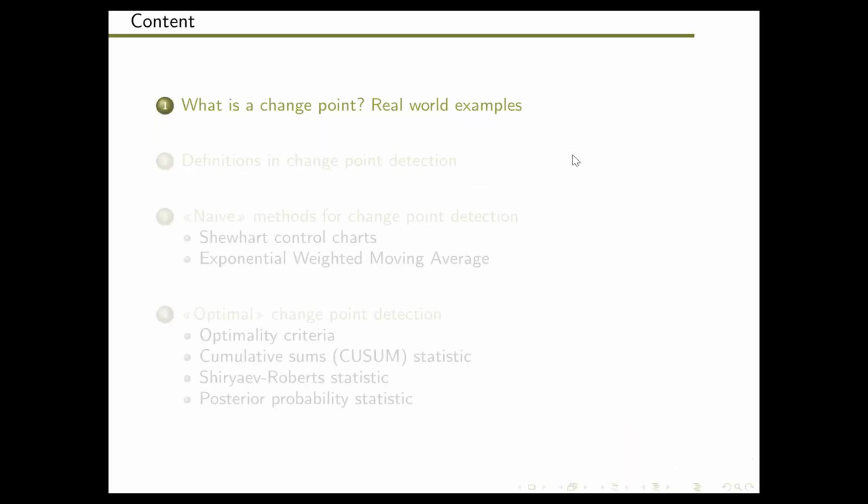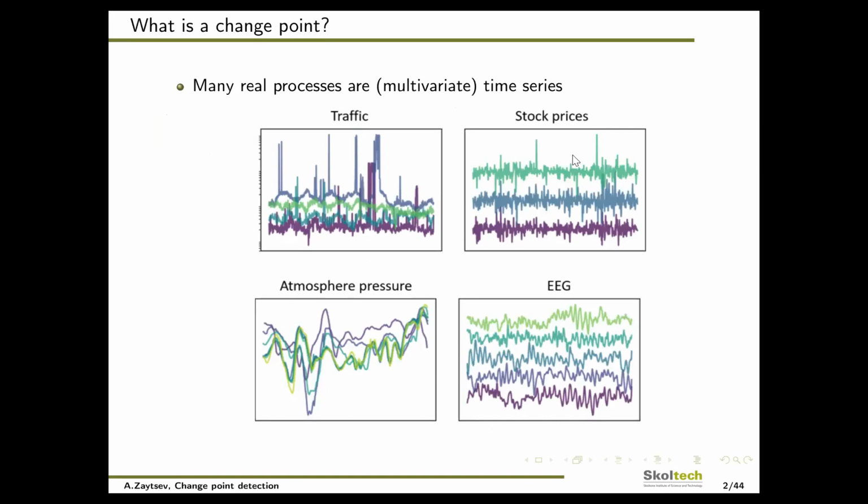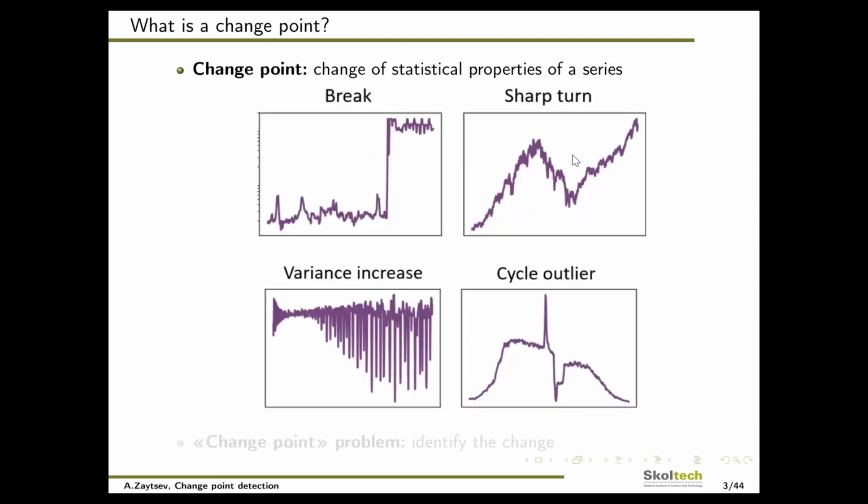So let's start with what a change point is and how it is connected to real world problems. Typically we observe a lot of time series, multivariate time series: traffic, stock prices for different firms, atmospheric pressure, measurements taken from a human at some point, and so on. What we have here is typically a multivariate time series, or even a series of images or measurements from complex devices.